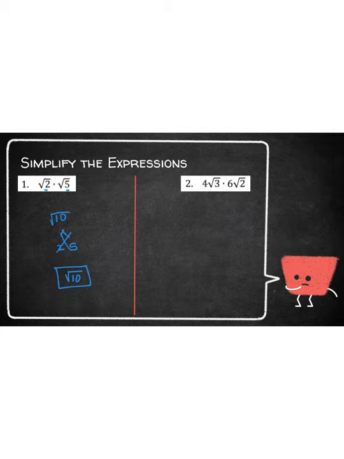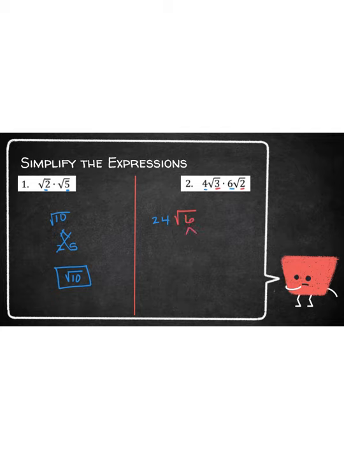Okay, let's look at number 2. I'm going to take the first 2 numbers on the outside. So 4 times 6. 6 times 4 is 24. And then I'm going to take what's under my radical symbol. So I have a 3 and a 2, and I multiply those. So 3 times 2 is 6. So I'm going to get a square root of 6.